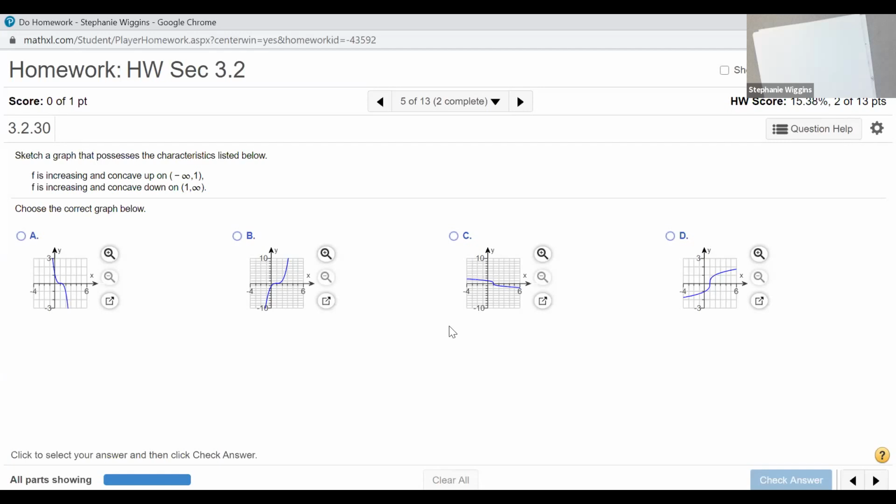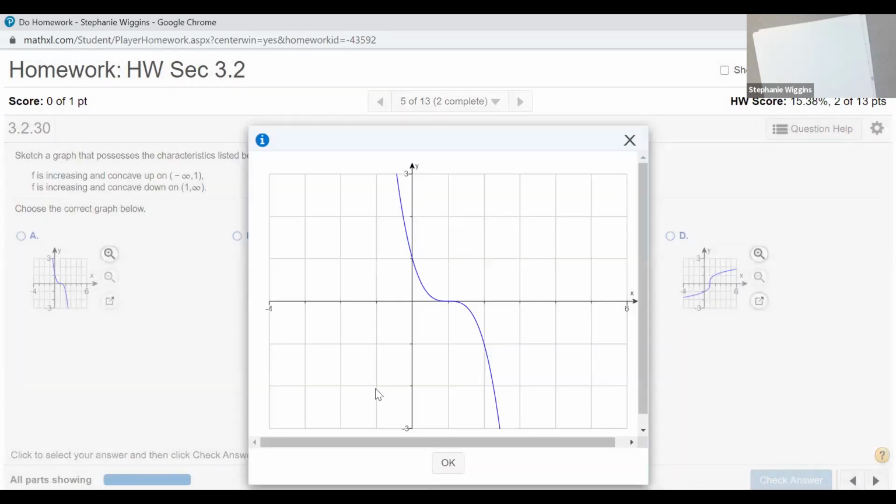So the first characteristic says that f is increasing and concave up on the interval from minus infinity to 1. Where is it increasing? On this interval. So that's an x-axis that I'm looking at. I go to the first choice here, and I find 1 is right here, and it says f is increasing. Well, obviously this function is decreasing as we go from left to right. So this is not going to work.